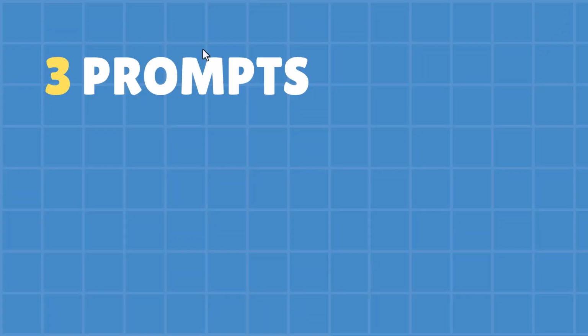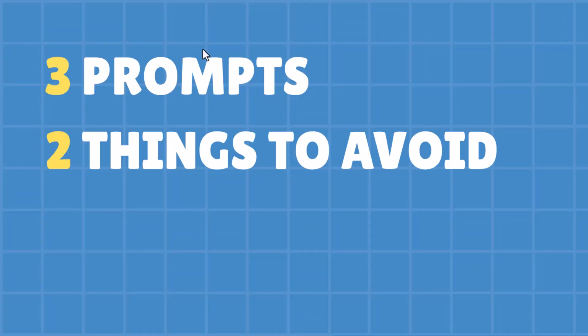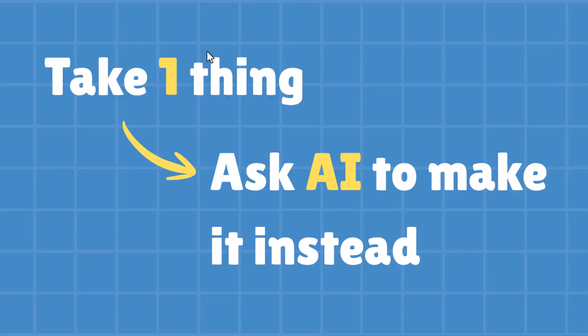Okay, so that's it. I've given you 3 prompts, I've given you 2 things to avoid, and I've given you 1 tool to use in Google Gemini. So here's your next step. Not 5 steps, 1 step. This week, take 1 thing you need to make for school and ask AI to do it for you instead. 1 thing. It could be a worksheet, a set of questions, a letter home, a revision summary, whatever's sitting on your to-do list, get AI to do it.